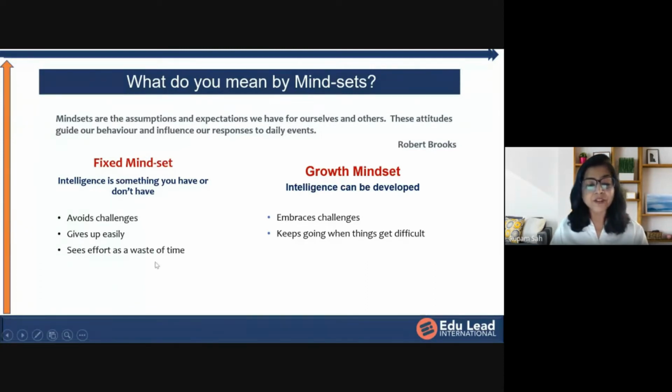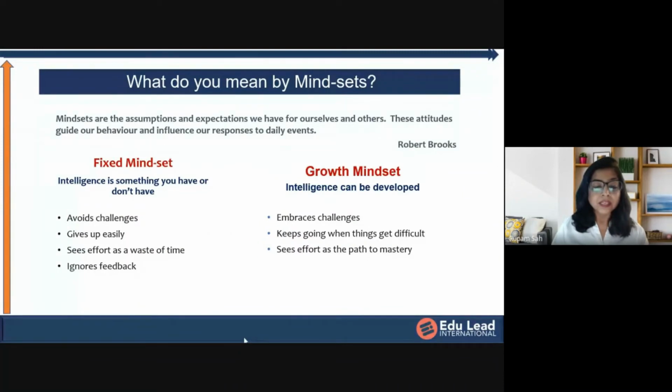Then sees effort as a waste of time. Why do we have to adopt all these new techniques? We are doing very fine with this, so why put in so much effort? So people with a fixed mindset see effort as a waste of time. But people with a growth mindset will see effort as a path to mastery. They know that if they put in effort, they will be able to master this particular thing. They see effort as something very useful for their own growth.